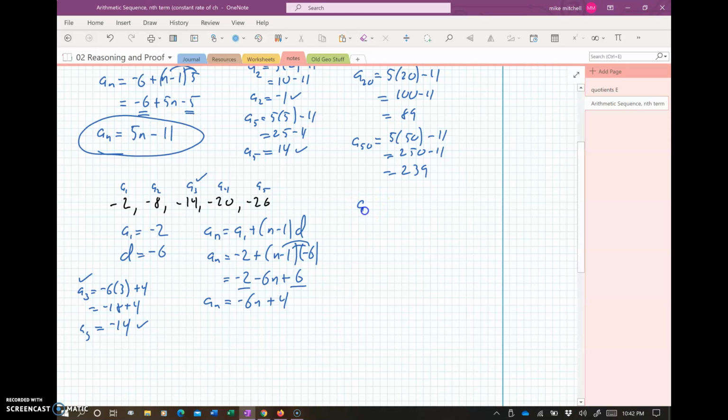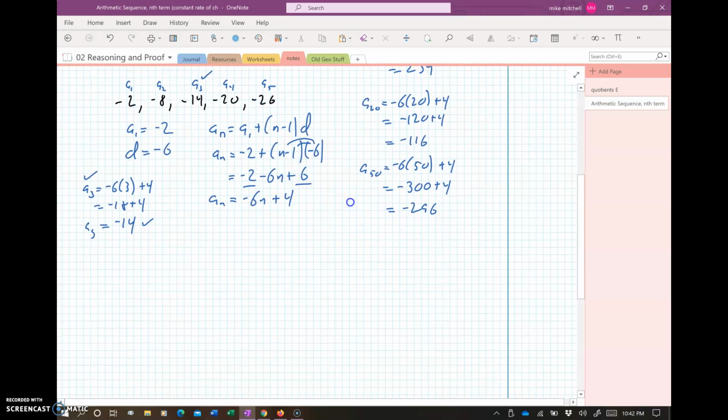So that's A20 is going to equal -6 times 20 plus 4. It's going to be -120 plus 4. That's -116. A50, -6 times 50 plus 4. That's -300 plus 4. It's -296.